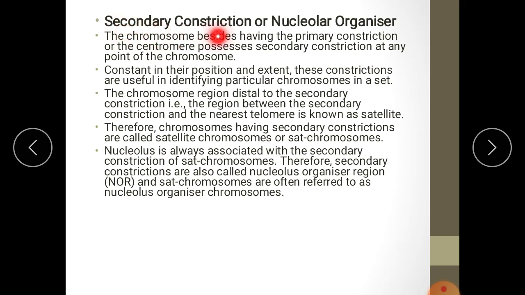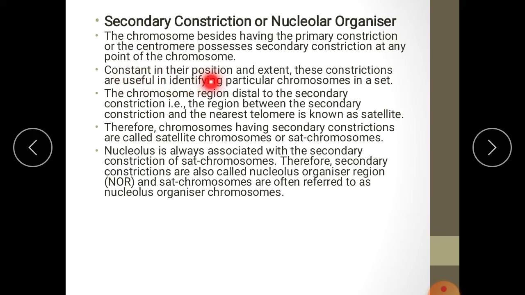Secondary constriction or nucleolar organizer. Besides having the primary constriction, or the centromere, the chromosome possesses a secondary constriction at some point. Apart from the primary constriction, some chromosomes may have another constriction at any part of the chromosome. This is called secondary constriction.